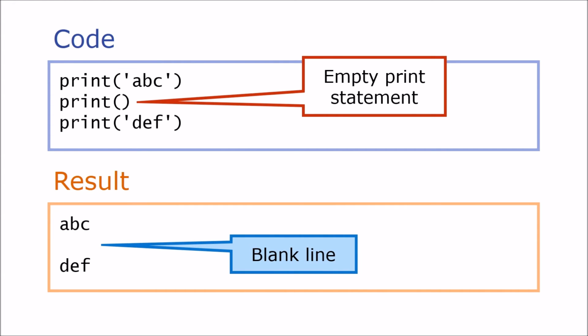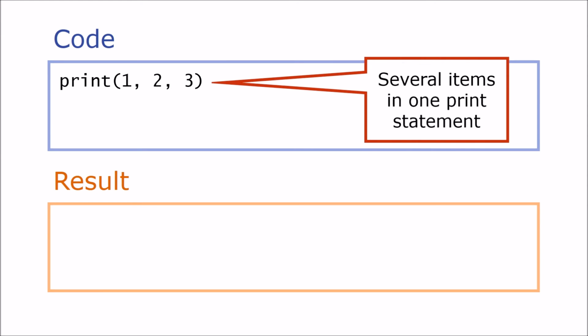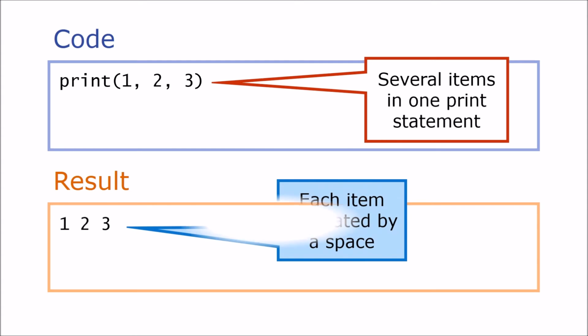You can include several items in the same print statement, separating them by commas. If you do this, they will all be printed on the same line. A space will be printed between each item.